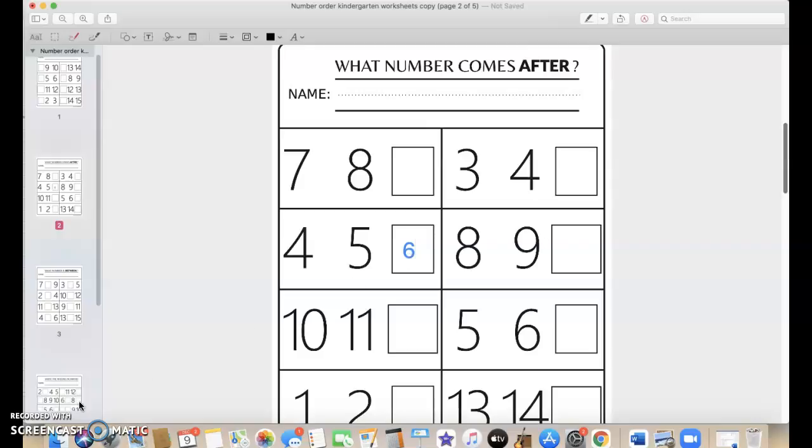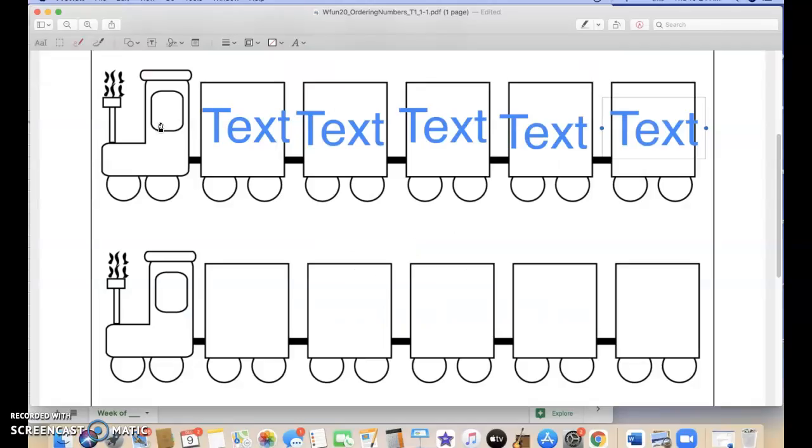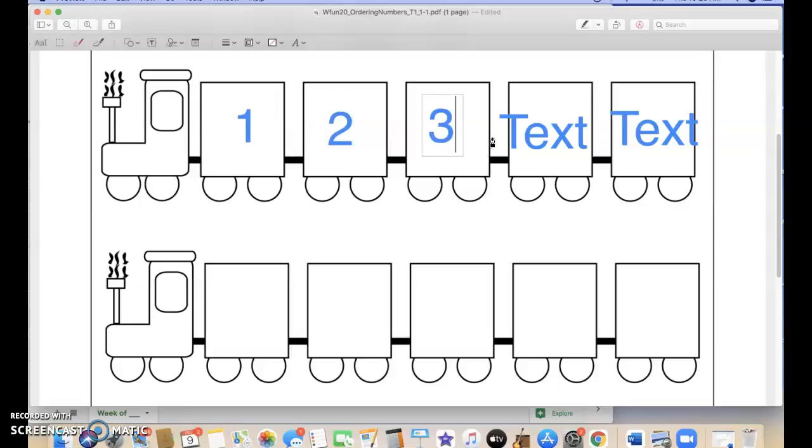Alright, so let's go ahead on our train and we're going to write the numbers 1 through 5 from least to greatest. So we're going to start with the number 1, 2, 3, 4, 5. So this is how you'll see orders when they're numbered from smallest to largest.